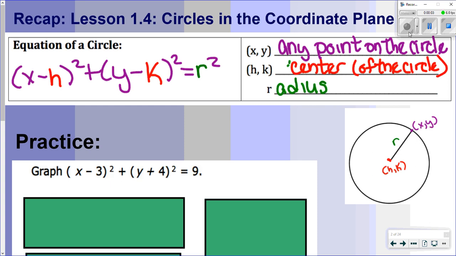Hi, before we move on to our next lesson, we're doing a recap of 1.4, which is circles in a coordinate plane. We learned about the equation of a circle, which was (x minus h) squared plus (y minus k) squared equals r squared. x, y is any point on the circle, that's the purple one. h, k is the center of the circle, which is the red. And the radius is green, r, radius. So all of these factors are part of this equation of a circle.